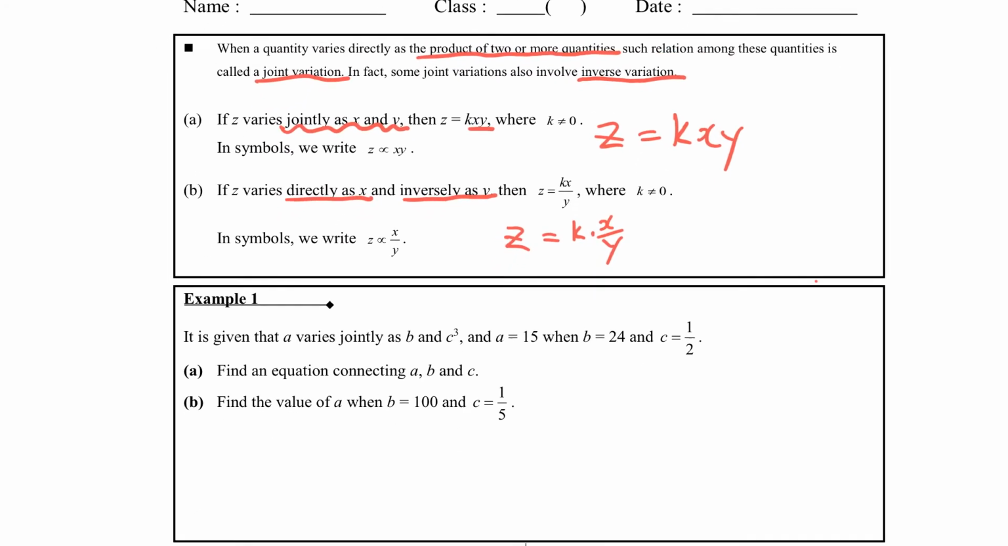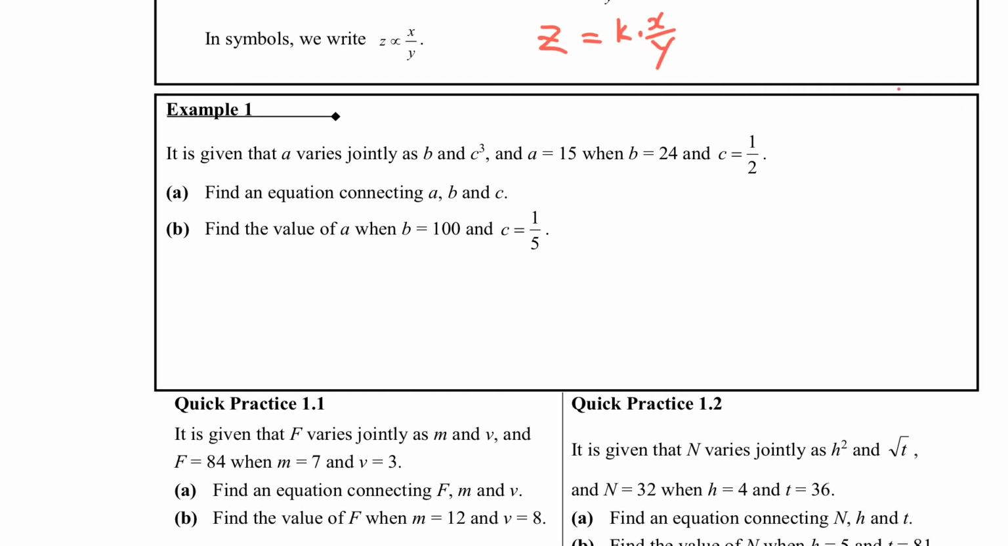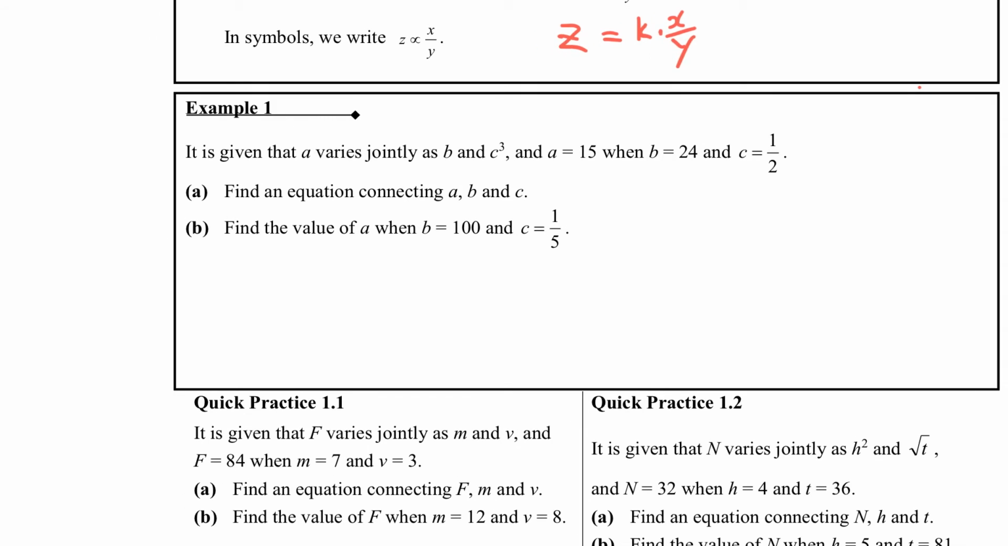So let's look at example 1. It's given that A varies jointly as B and C cubed, and we want to find an equation connecting A, B, and C. The keyword to read is jointly as B and C cubed. So A equals k B C cubed, where k is not 0. This is the product, a direct variation, and then the product of B and C cubed. Then you can put the given values back, 15, 24, and 1/2.